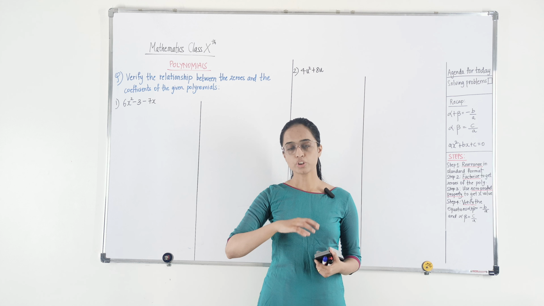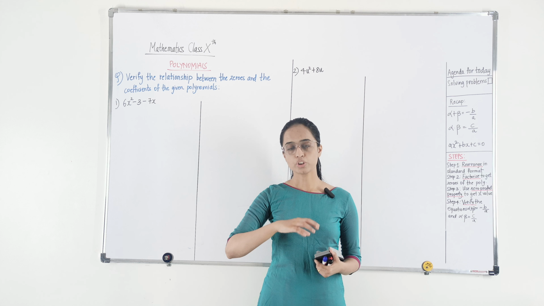So here, we all know that the sum of the zeros of a quadratic polynomial is always equal to minus b by a, where b is the coefficient of x and a is the coefficient of x square, and the product of the zeros is c by a, where c is the constant term and a is again the coefficient of x square of the quadratic polynomial, which is of the form ax square plus bx plus c.